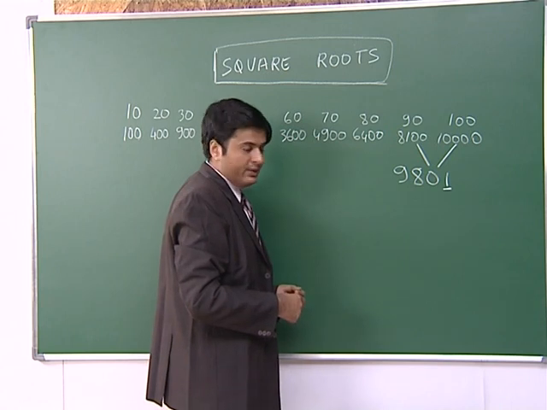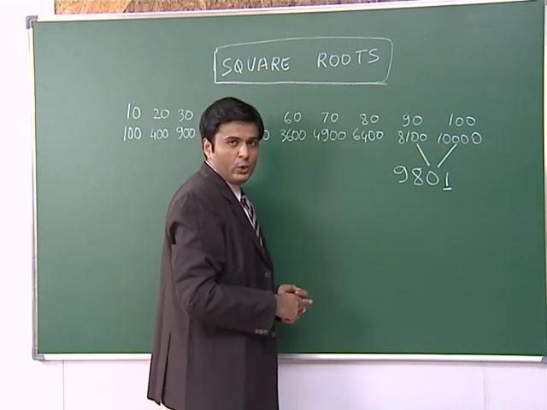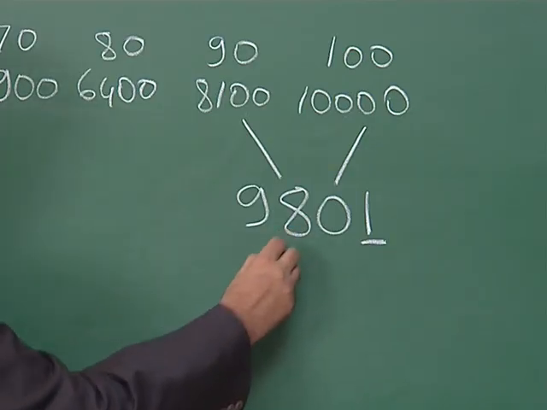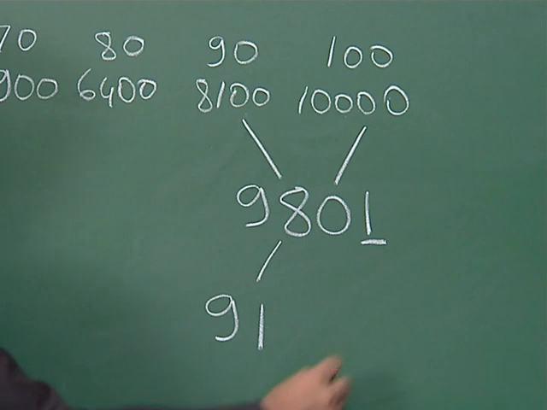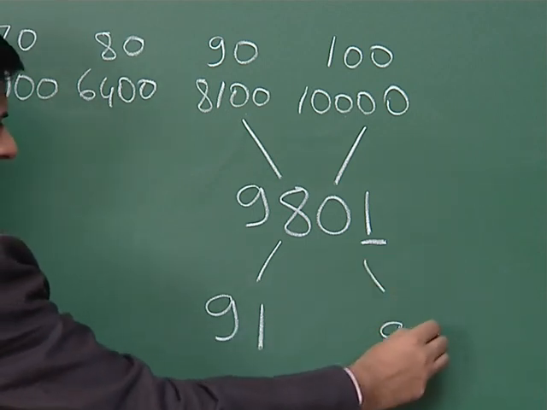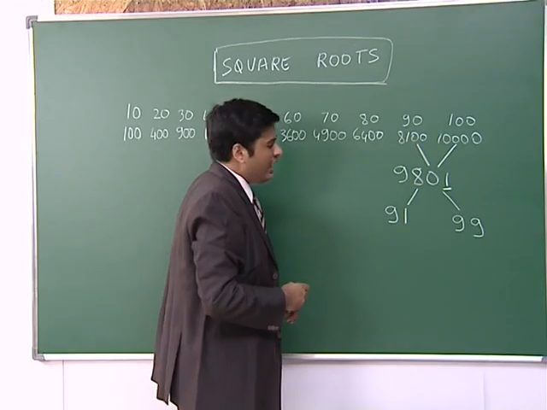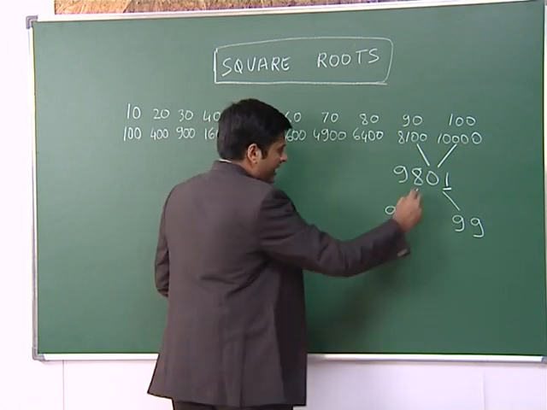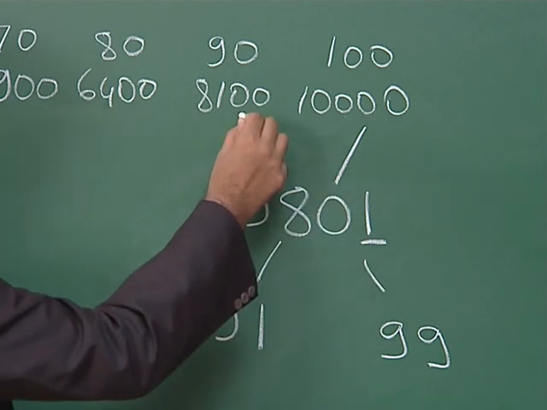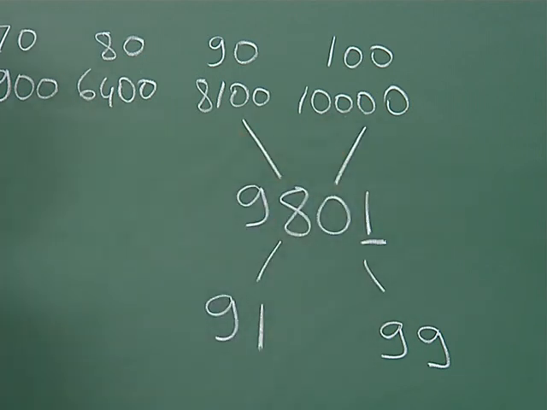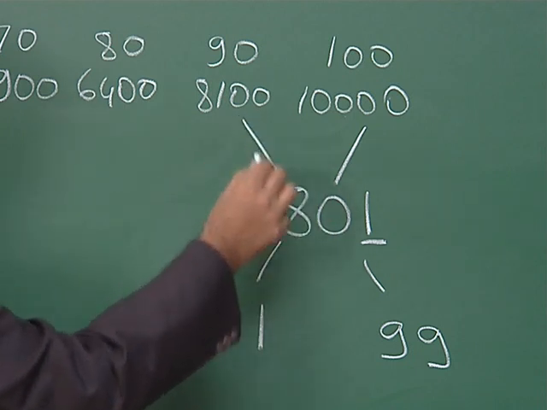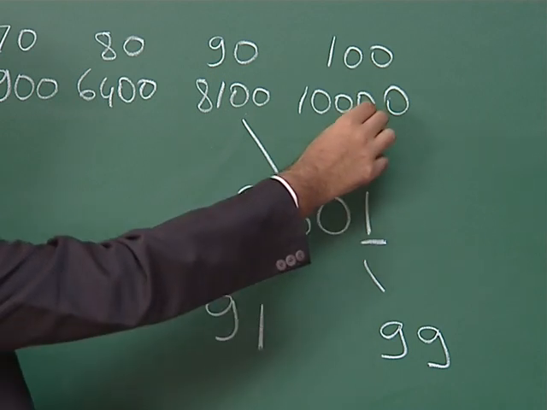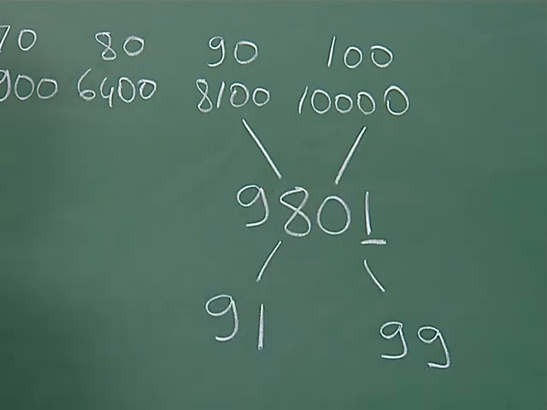Again, we are interested in only those numbers ending in 1 or 9. So our possibilities are either 91 or 99. Let us see which out of these two is our correct answer. Ask yourself, is 9801 closer to the smaller number or the bigger number? If it is closer to the smaller number, we take smaller as the answer. If it is closer to the bigger number, 10,000, we take bigger number as the answer.